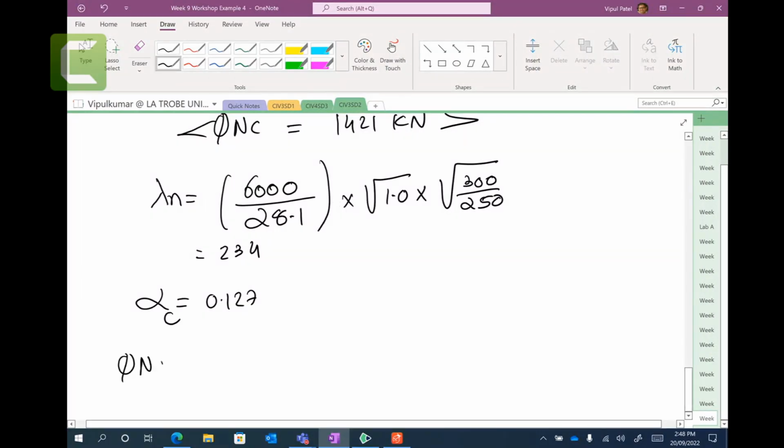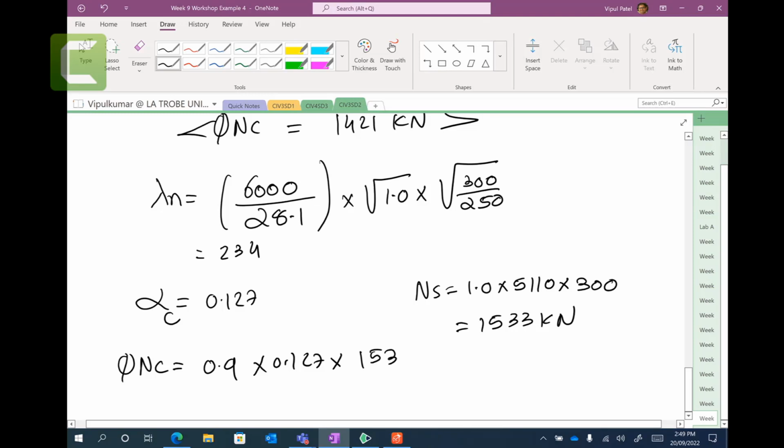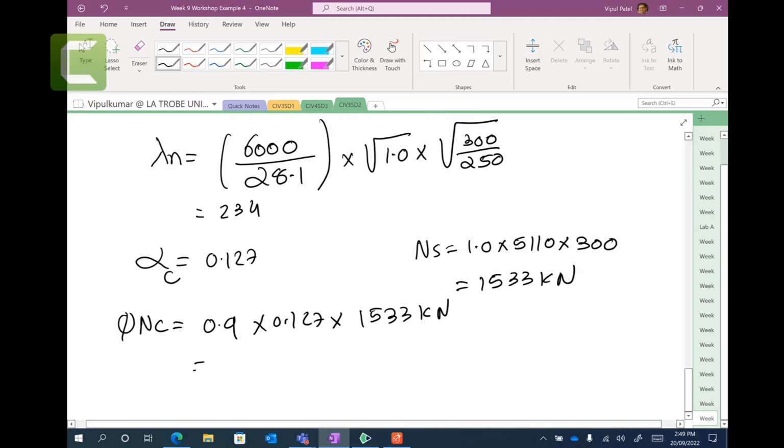So your capacity would be 0.9 times 0.127 times your Ns. You can calculate. Kf is 1. 5110 is the one channel. 300. So you get 1533 kilonewtons. 1533 times 0.9 times 0.127. You get 175 kilonewtons. Look at that.